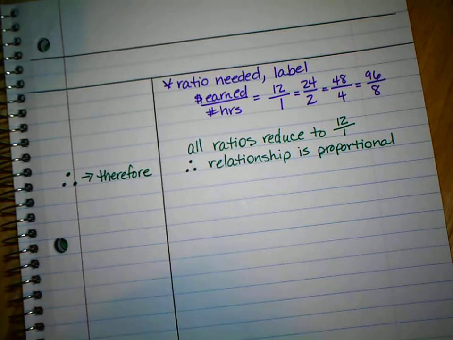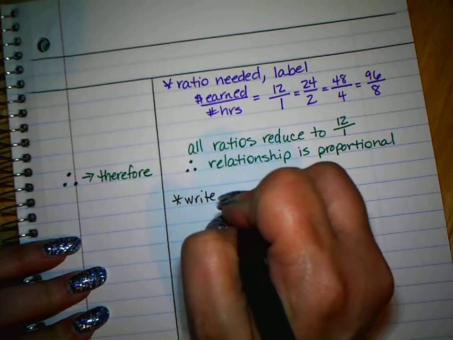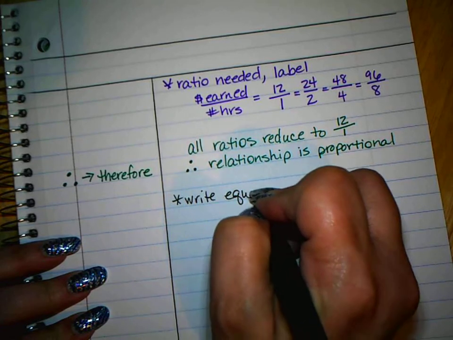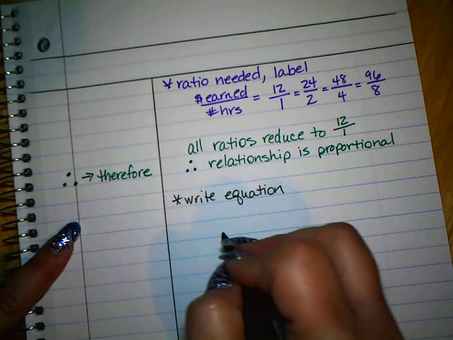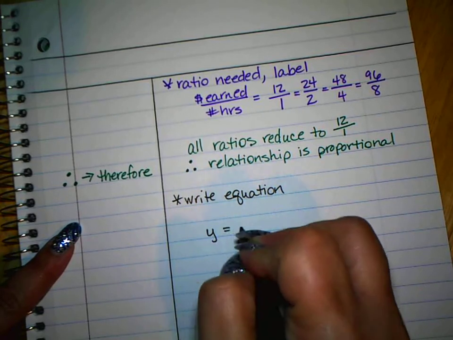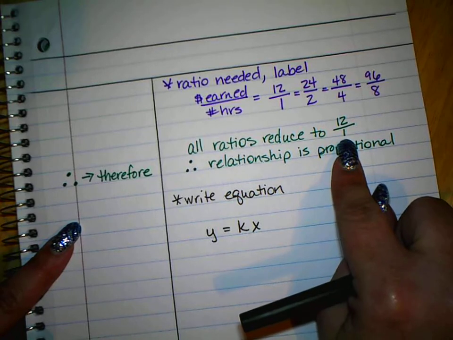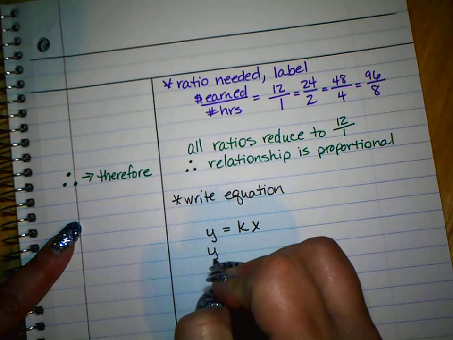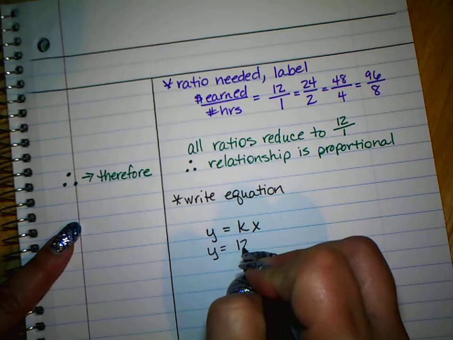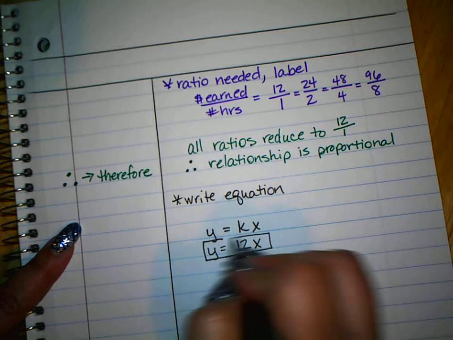Now we also have to write our equation. If you go back to the definition, the generic equation was y equals kx. This is our k. This is our ratio. So it becomes y equals 12x. And that's our equation.